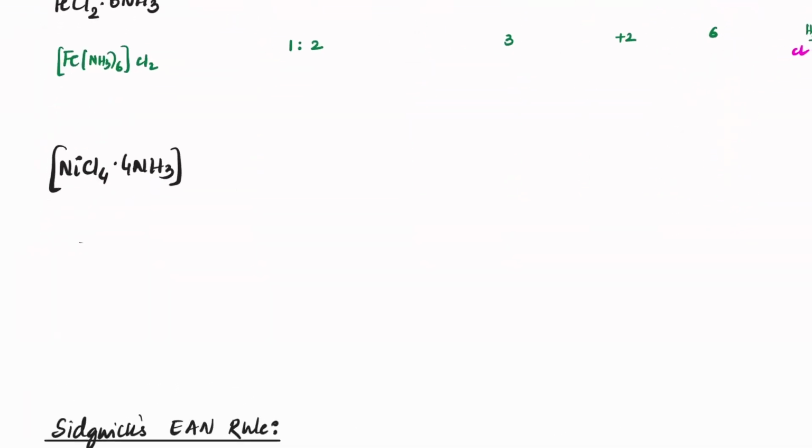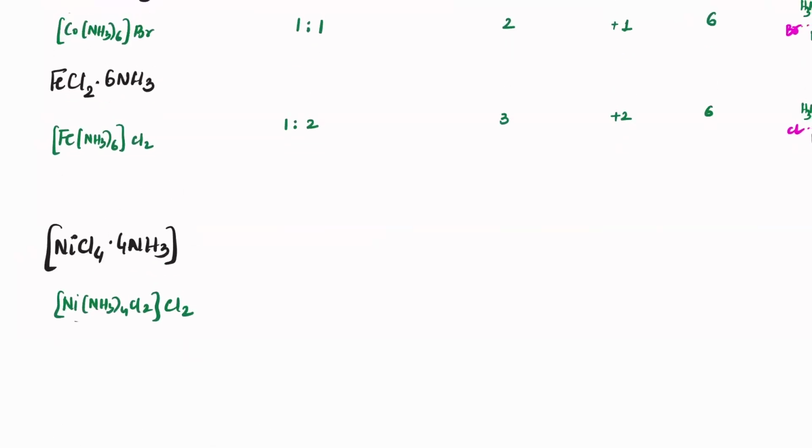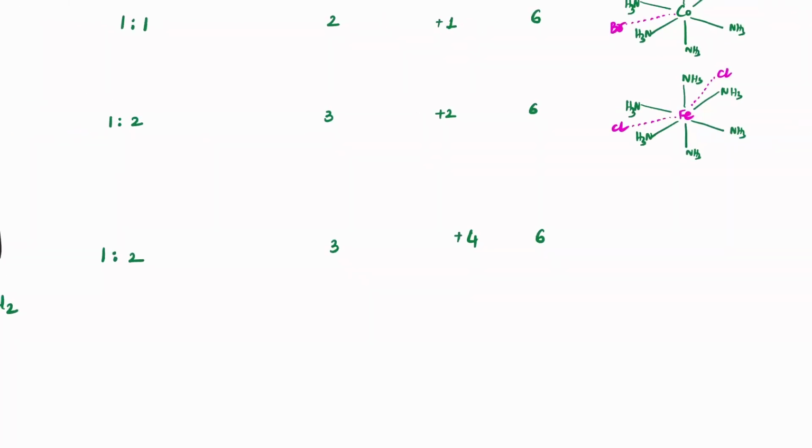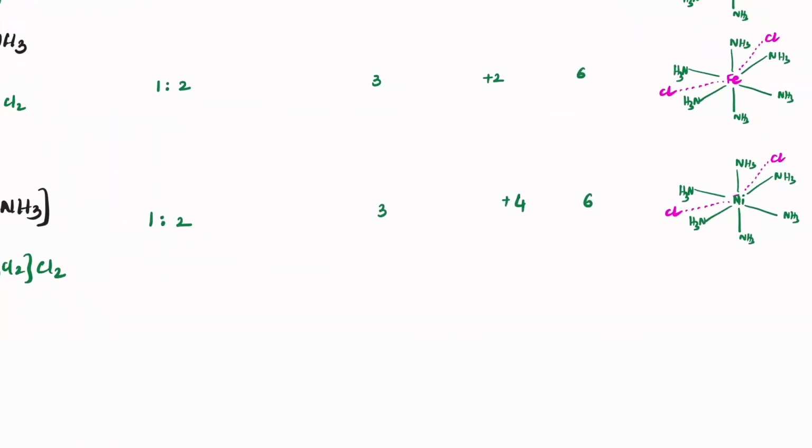Next one, nickel complex. You can see that here. Next one, we have nickel with NH3 4 times and 2 Cl inside and 2 Cl outside. Ratio is again 1 is to 2. Van 't Hoff factor is 3. Primary valence is +4 and coordination number is 6. And the structural representation is pretty much similar to what we have written above, except instead of iron, now you will have nickel. So here we'll have nickel, okay, and 2 chlorines.